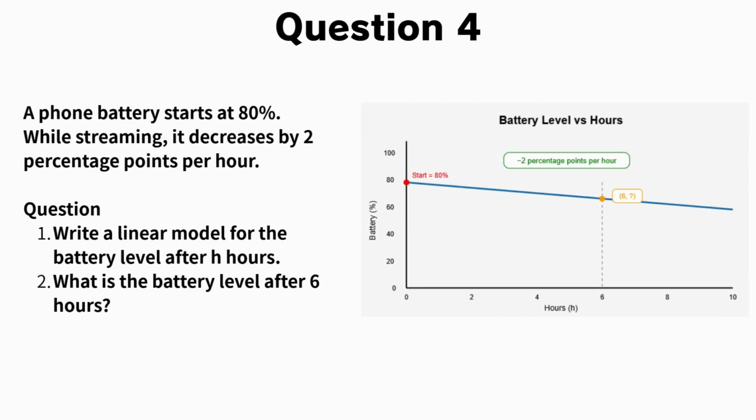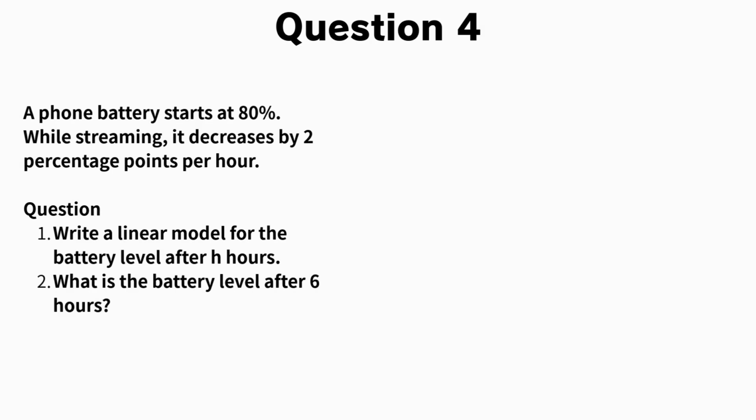Now, let's move on to question 4. A phone battery starts at 80%. While streaming, the battery level decreases by 2 percentage points per hour. You are asked to do two things. First, write a linear model that represents the battery level after H hours. Second, use that model to find the battery level after 6 hours. You may refer to the graph, which shows the starting battery level and the rate at which it decreases over time.